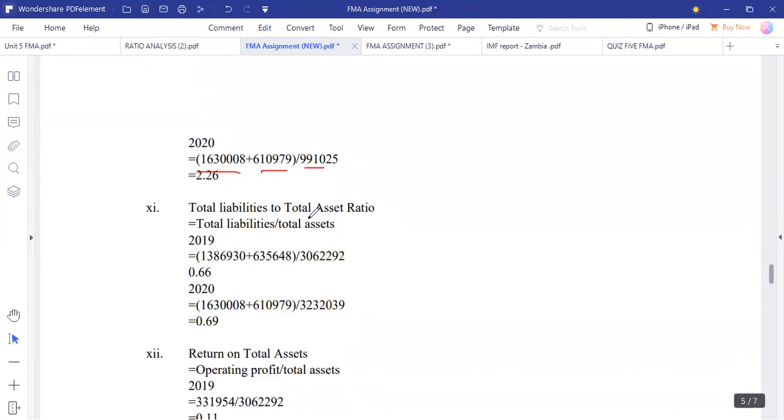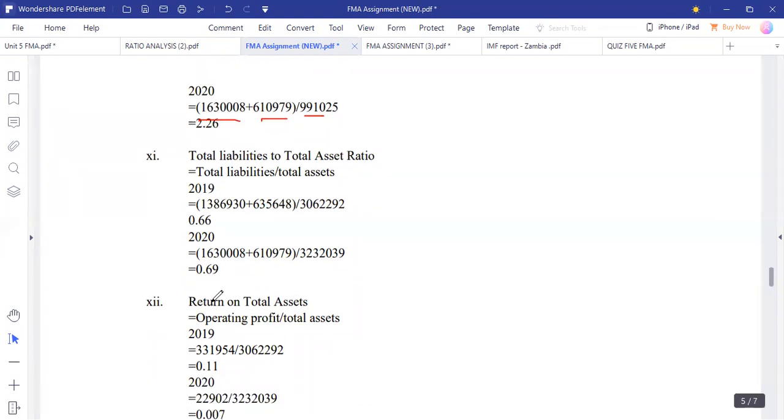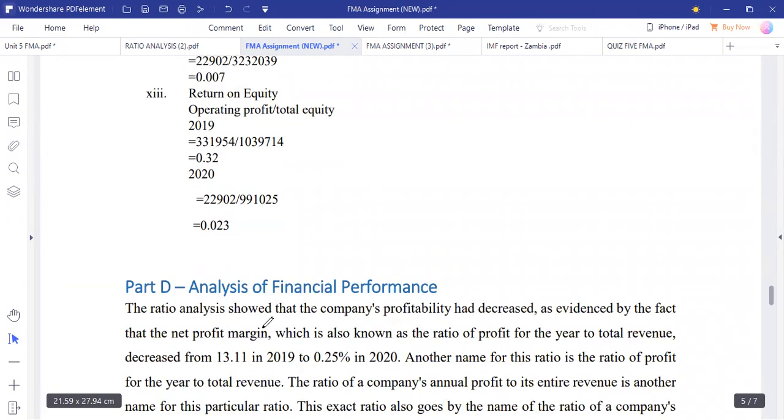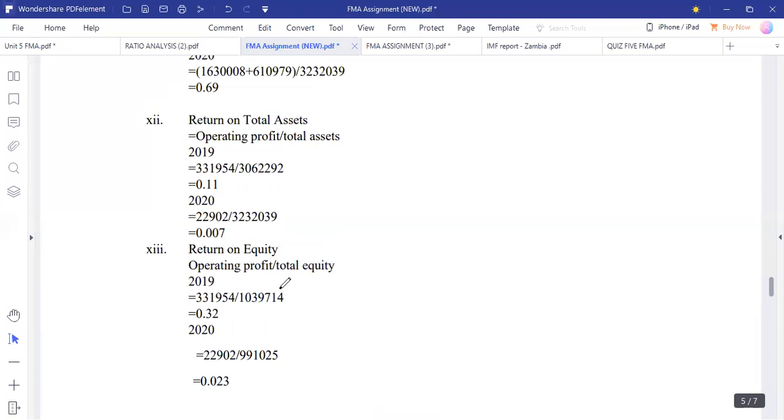So all these have their formula: the total liabilities, the total assets, then the return on assets, then the return on equity. All the formulas are there. So basically, this is an issue of figures.